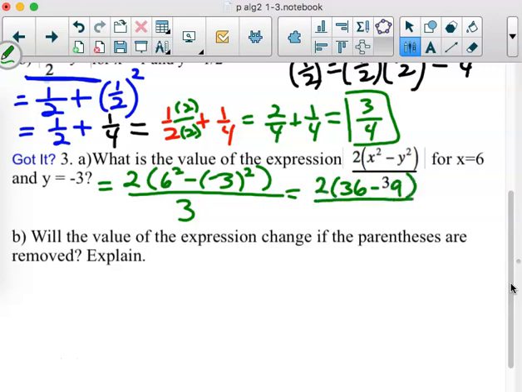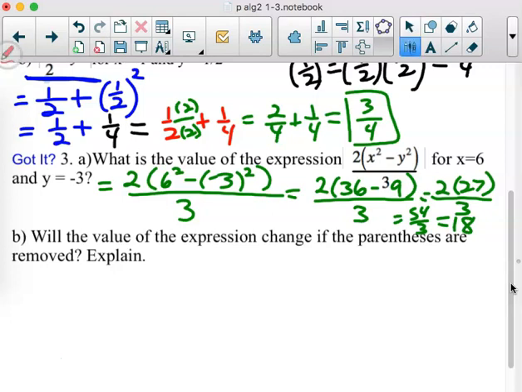Don't forget about the 2 out in front. Now, 36 minus 9 is 27. Now again, you could do a little bit of canceling at this point, or you could go ahead and multiply top times top and get 54 thirds, and then take 54 and divide it by 3 and get 18.